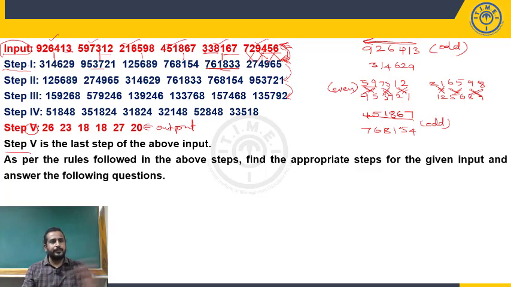Now what about step 1 to step 2? Again the same thing: we need to observe whether the elements present in step 1 and the elements present in step 2 are the same or not.